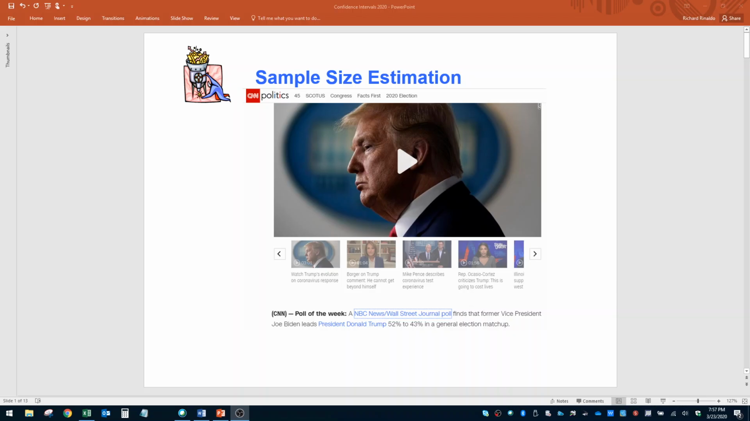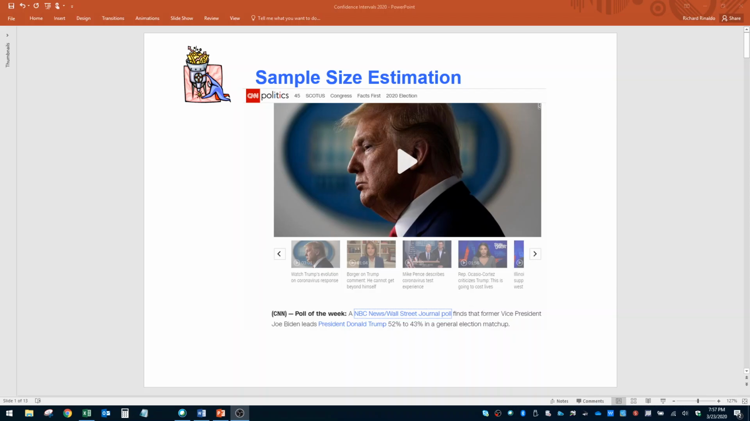Okay. For this week's class, we're going to discuss sample size estimation. Basically, what is the appropriate sample size for a given survey or a poll? And the example we'll use is a poll cited on CNN that was commissioned by NBC News Wall Street Journal. And in that poll, I'm going to focus on President Donald Trump.